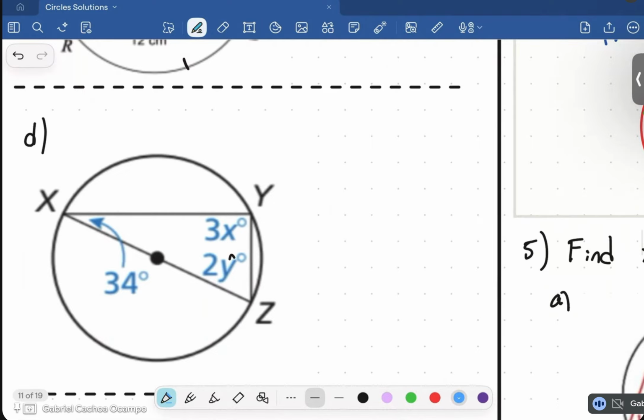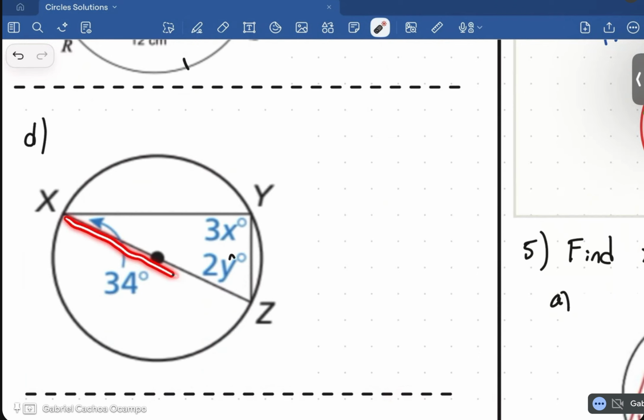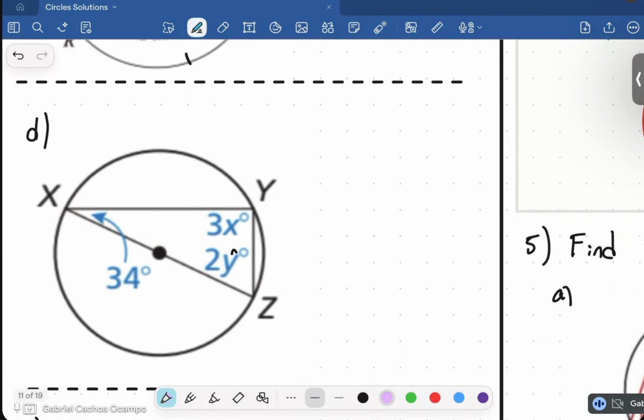In this problem, I have a little bit of an equation, no? But look at this. This line is passing through the center. Because it is passing through the center, that line is a diameter. So we know that this line is a diameter. If this line is a diameter, then I know that this angle is a right angle. So I know that 3x equals 90, so x equals 30.